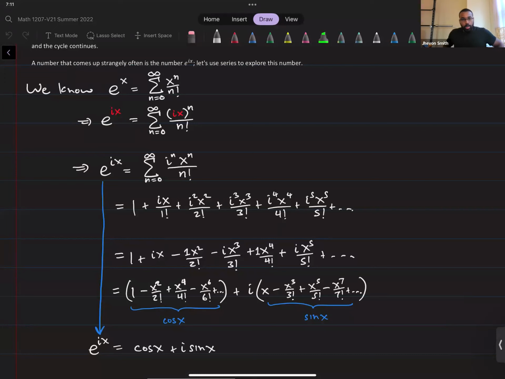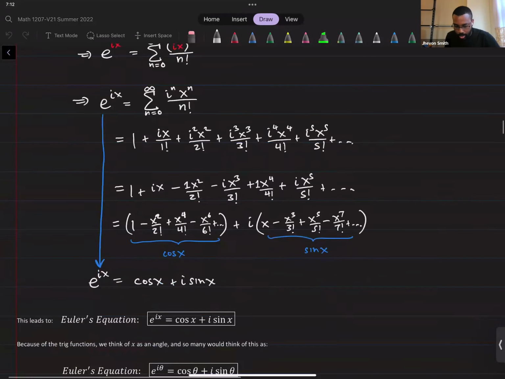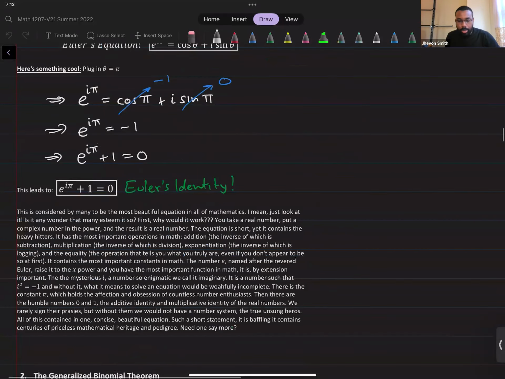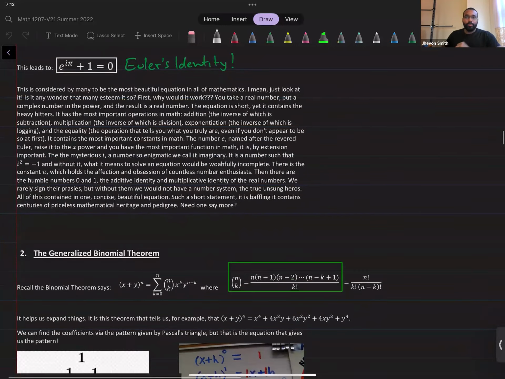Okay, and we're back. And we see Euler's equation, Euler's identity. Very beautiful equation. Let's move on. Let's talk about the generalized binomial theorem.